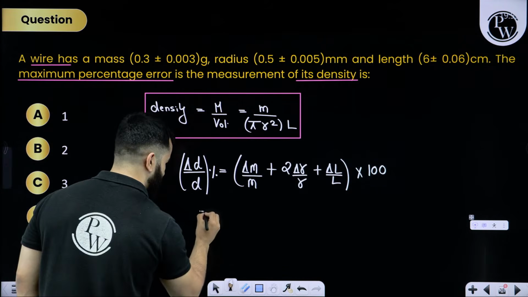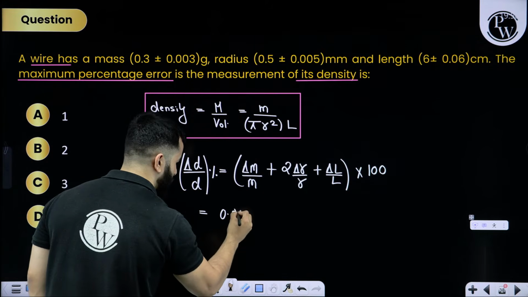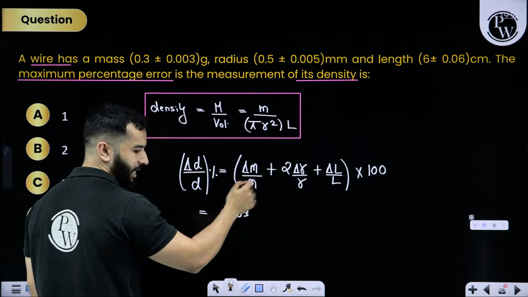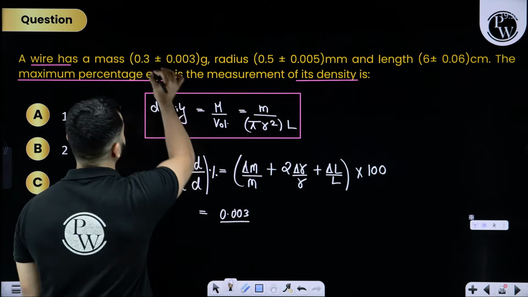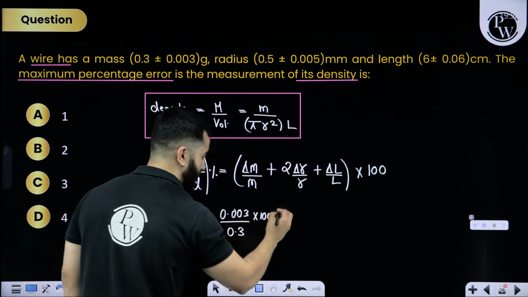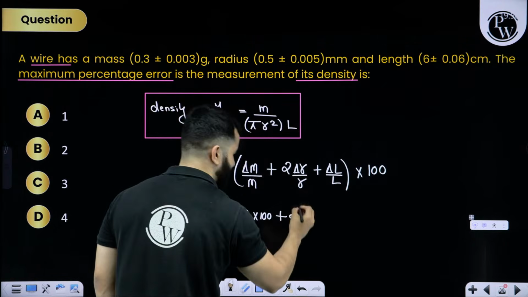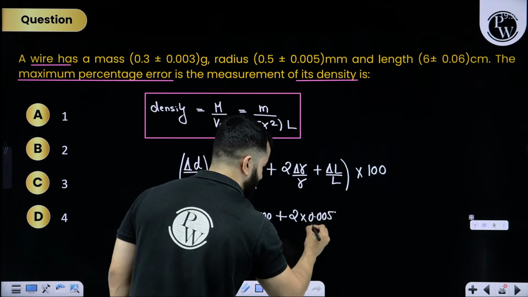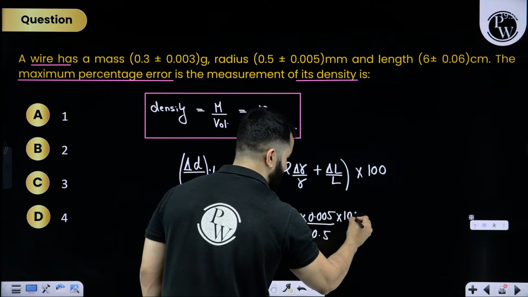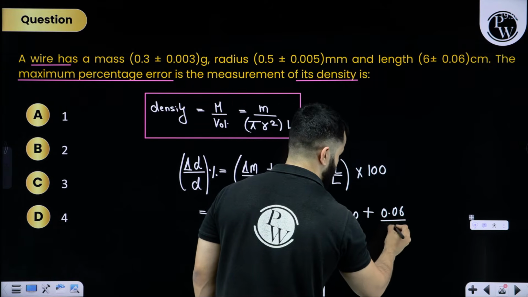So now please see, delta M, error in mass, is 0.003. Don't worry about the unit. This delta M is in gram, this is in gram. It will get cancelled out. Divided by mass, which is 0.3, multiplied by 100. Let's multiply this 100 with each term. 2 times delta R, delta R is 0.005, divided by R which is 0.5, let's not worry about the unit, multiplied by 100, plus delta L is 0.06 divided by 6 multiplied by 100.